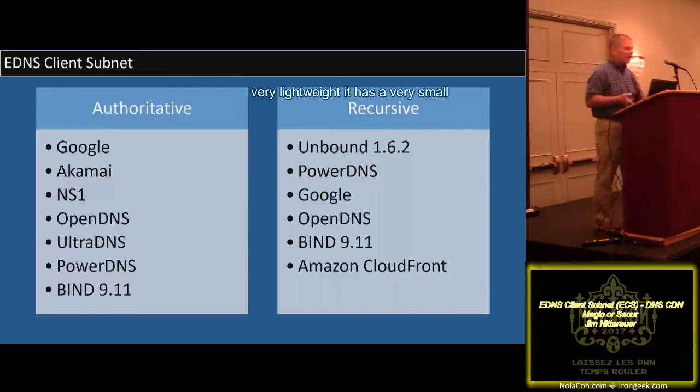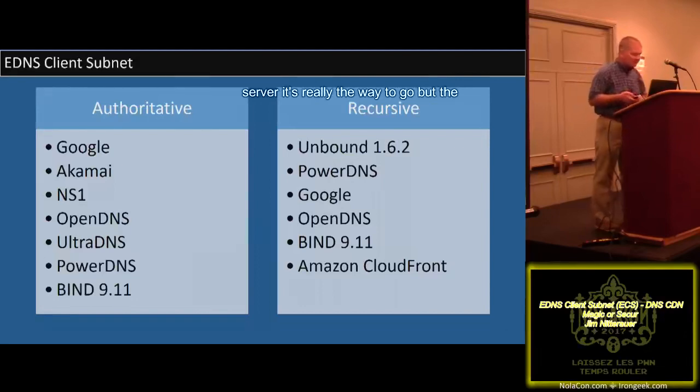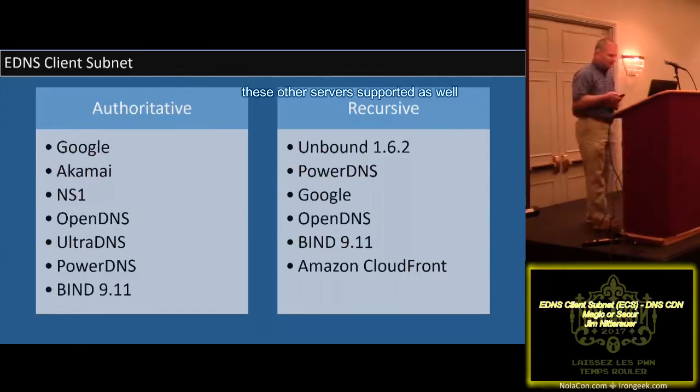It's also very lightweight. It has a very small footprint and many fewer vulnerabilities than Bind. So if you're going to use a caching server, it's really the way to go. But 1.62, the latest release that you can download off of the Unbound.net website, now has built-in support for EDNS client subnet. So you configure it and it works out of the box. This just came out like 2 weeks ago. So you're going to see a huge spike in the number of cache resolvers that transmit EDNS client subnet data through the DNS request chain.